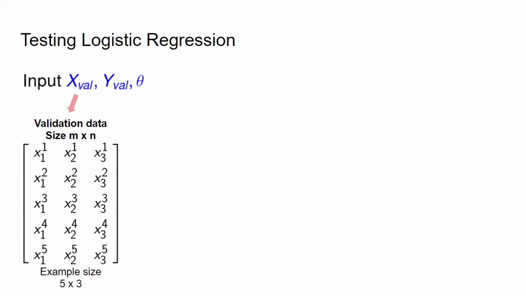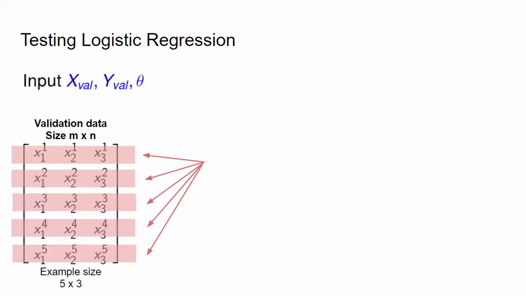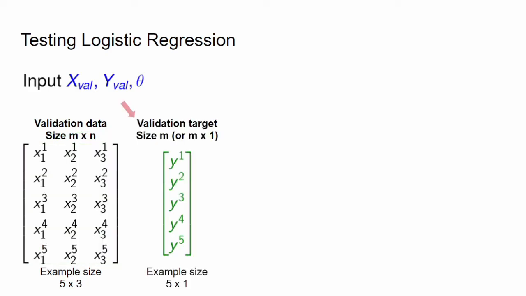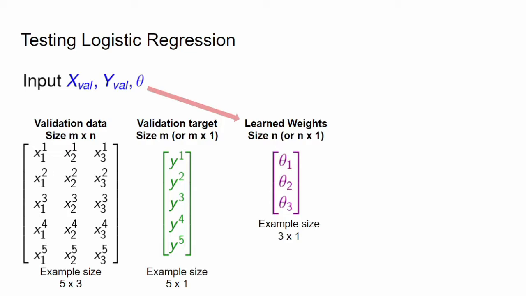As an example, let's imagine we have xval as a matrix of size m by n. In this example, m is 5 and n is 3. That is 5 data points with 3 predictor features. Then, yval are the targets of such data points. As an example, we'll use a vector of shape 5 by 1. Finally, the learned weights will be a vector conformable with xval. That is, it should have as many elements as predictor variables in our dataset.